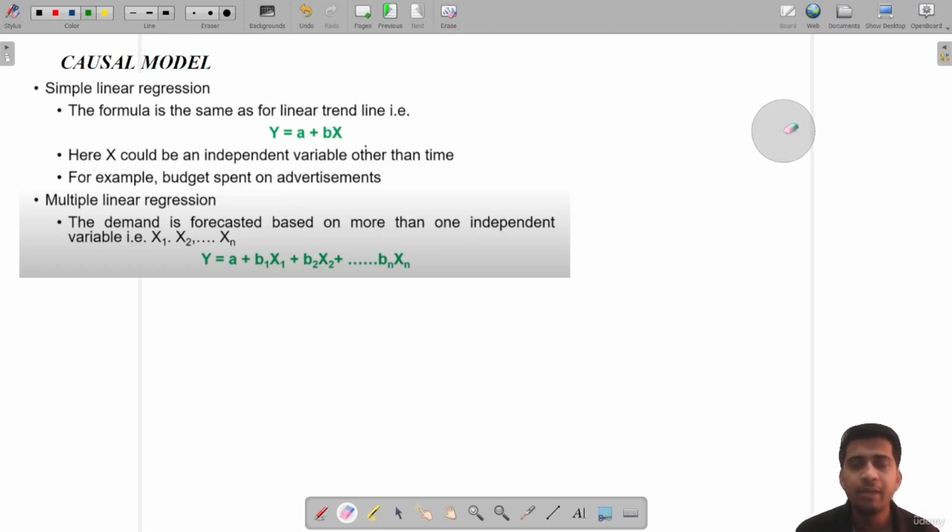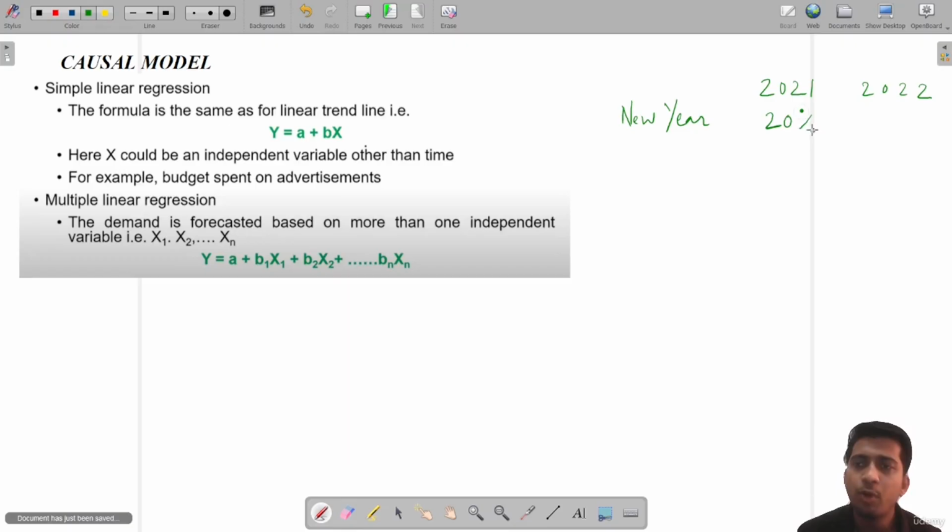In the past, you gave a 10% discount on Christmas, but this year your business plans to give 25% on Christmas. Suppose you take New Year: for any product in 2021, you gave a 20% discount, and in 2022, you gave a 15% discount. Now you want to project for 2023.